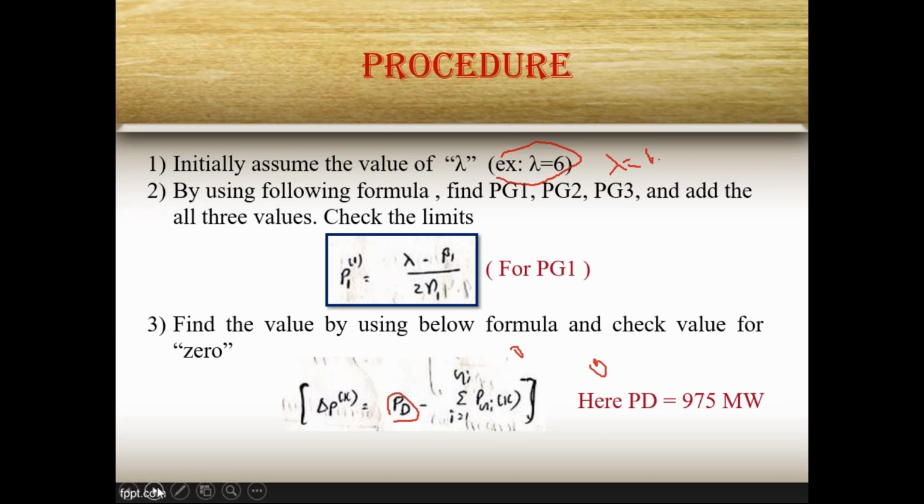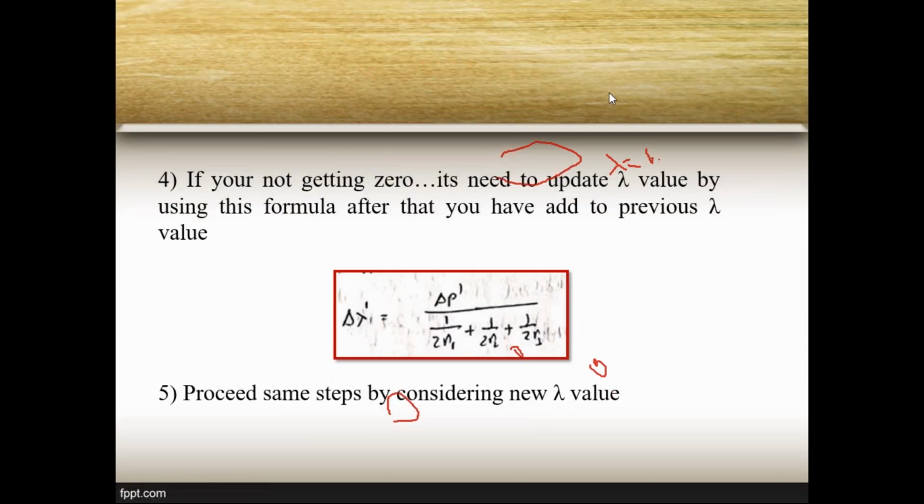So this is the first step. Next we go to the fourth step. If you are not getting 0 for PD minus PG1, PG2, PG3, then we need to update the lambda value. Already in the first step, just think that we took lambda equals 6 but didn't get 0. It means we have to update the lambda value using this formula. After that you have to add the previous value.